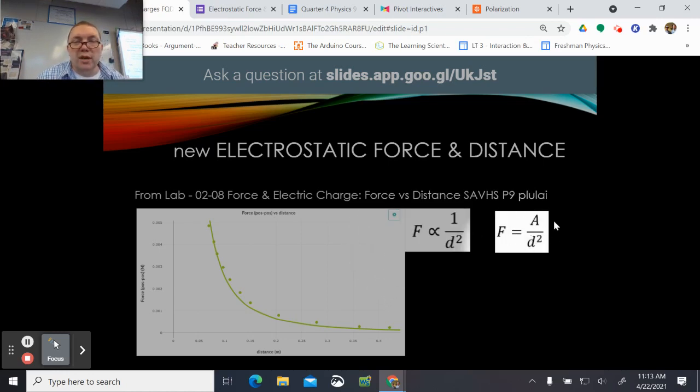Another way of saying it is that we have this relationship here where force is equal to A over d squared. The A really covers everything. We're saying that everything else is the same. We kept the amount of charge the same for this trial. The only thing that we changed was the distance. So this A would account for the amount of charge.